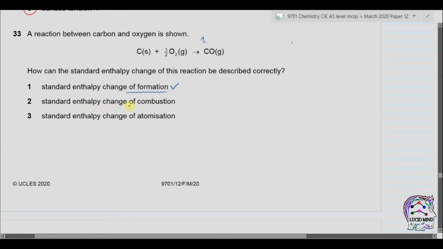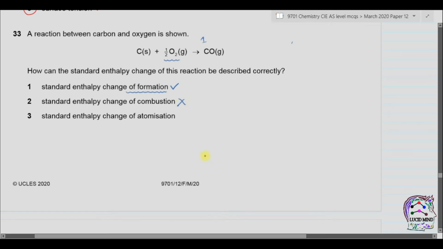Second is the enthalpy change of combustion. The enthalpy change of combustion is basically when 1 mole of a substance is burnt in excess oxygen. Now in this equation you can see that oxygen is not in excess, but actually only 0.5 moles of oxygen gas are given. That's why it is not properly combusted and carbon monoxide is formed instead of carbon dioxide. So it is not enthalpy change of combustion.